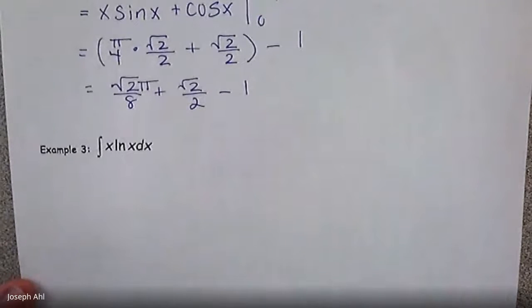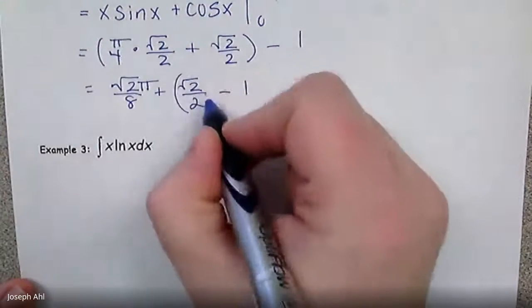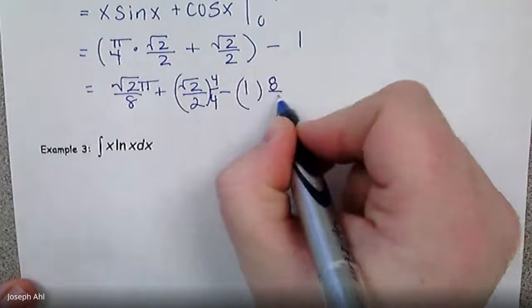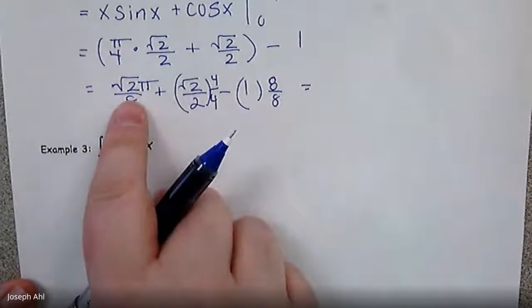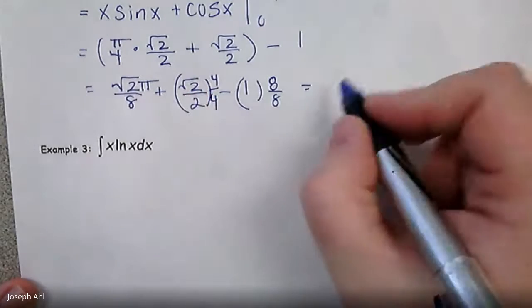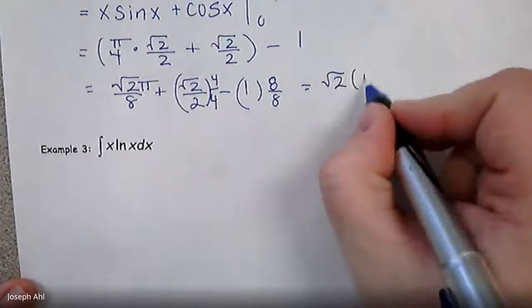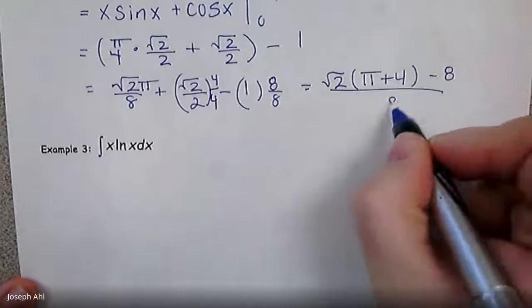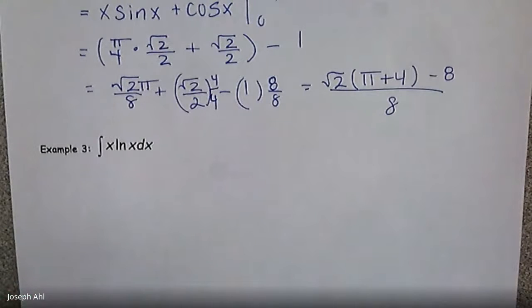If you want to pull it all into one fraction here, you would need a common denominator of 8. So this one would need 8 over 8 at the end here. So it looks like we're going to have radical 2 pi plus 4 radical 2. If you want to get fancy, you can even bring the radical 2 out in front of pi plus 4 minus 8, all over 8. That is an exact form for the definite integral that we were given at the start of example 2.